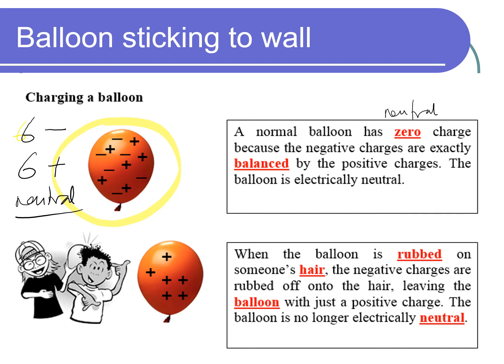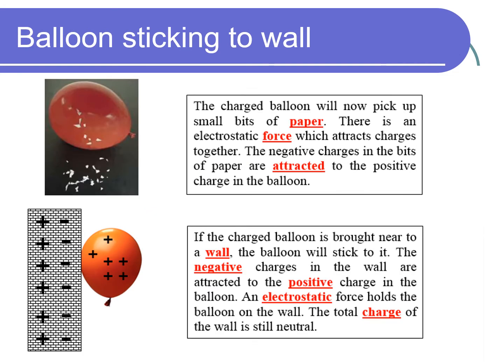Okay. Move on to the next paragraph. When the balloon is rubbed on someone's hair, the negative charges are rubbed off the hair. So all of the negative charges have come off and they have gone onto that boy's hair. The negative charges are rubbed off onto the hair, leaving the balloon with just positive charge. The balloon is no longer electrically neutral. Okay, so when you rub something, you actually can rub the electrons on or off. Look at the next one.